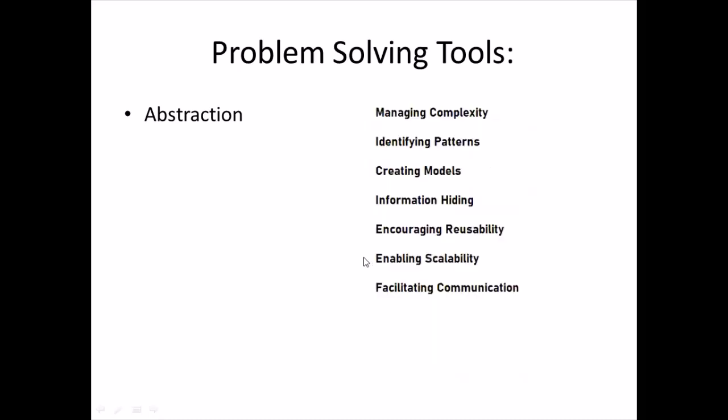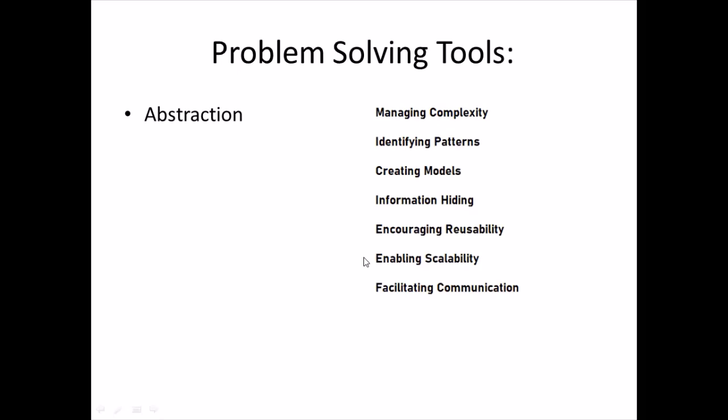The first is managing complexity. The second is identifying patterns. The third is creating models. The fourth is information hiding. The fifth is encouraging usability, enabling scalability, and facilitating communication.